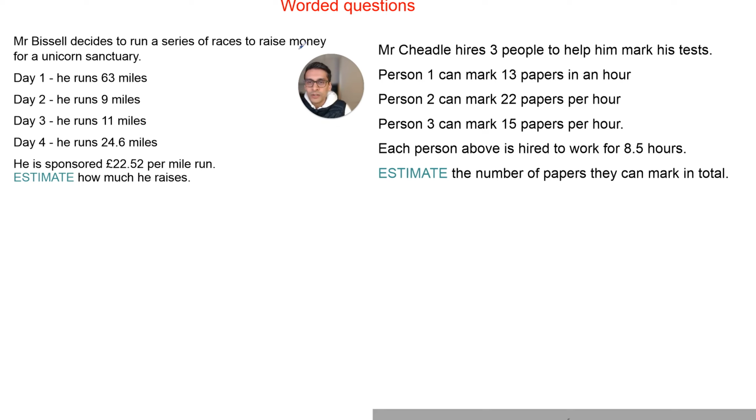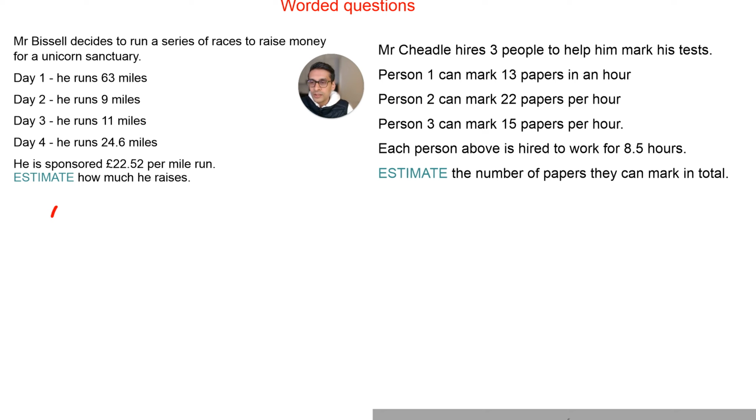Mr. Bissell decides to run a series of races. Day 1, he runs 63 miles, then 9, then 11, 24.6, and he gets £22.52 per mile. Estimate how much he raises. So we're going to need to do some addition here, and then we're going to have to multiply it by that number, and we want to keep it easy. So this is what I would suggest, and I hope you did something similar. You may have done very slightly different numbers, but that's fine if it's estimation.